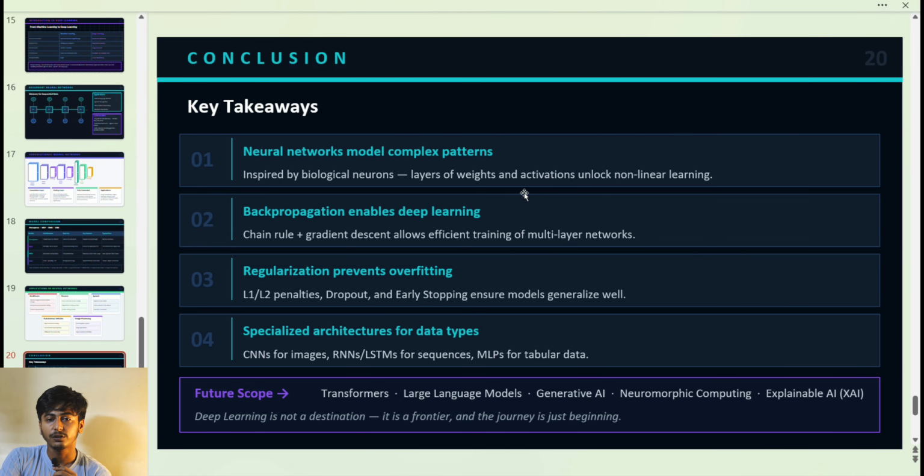In conclusion, we have explored how neural networks model complex patterns by mimicking biological systems. We have seen how backpropagation allows these models to learn, and how techniques like regularization and early stopping keep them reliable. Whether it's through the spatial awareness of CNNs or the temporal memory of RNNs, deep learning has moved beyond a theoretical concept into a transformative technique. The journey from a simple perceptron to a large language model represents one of the great leaps in computational history.